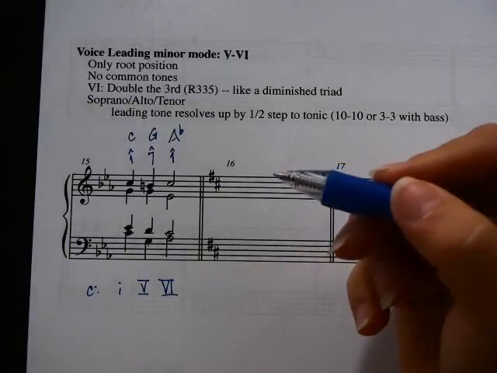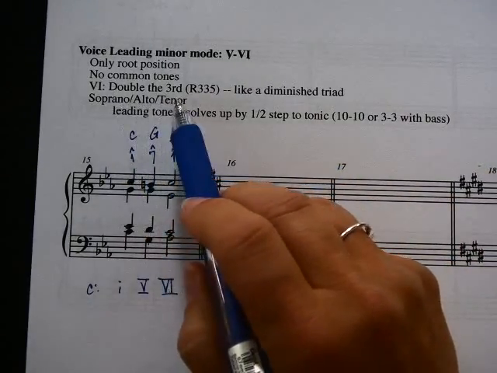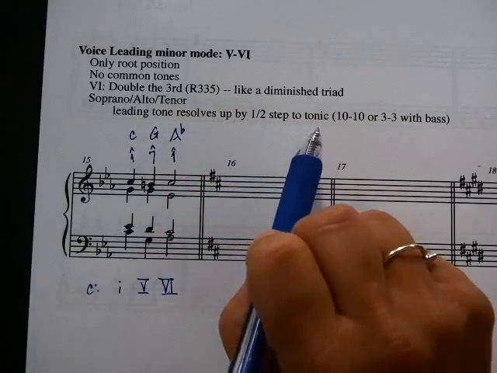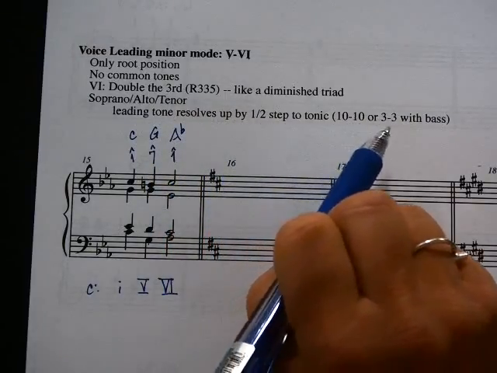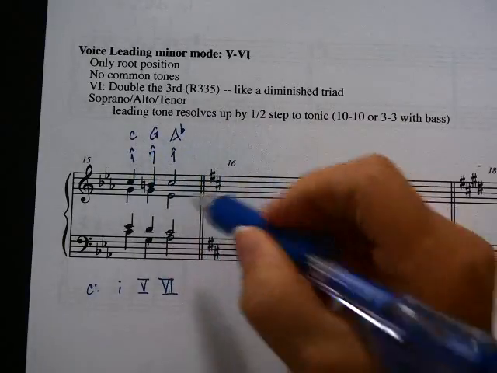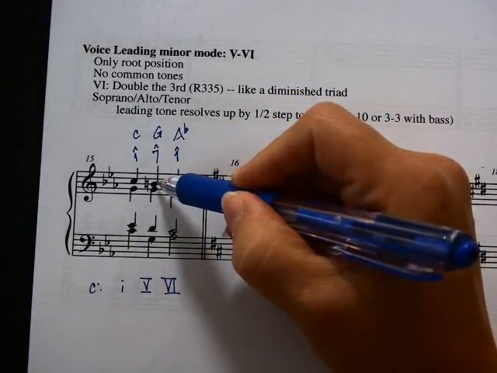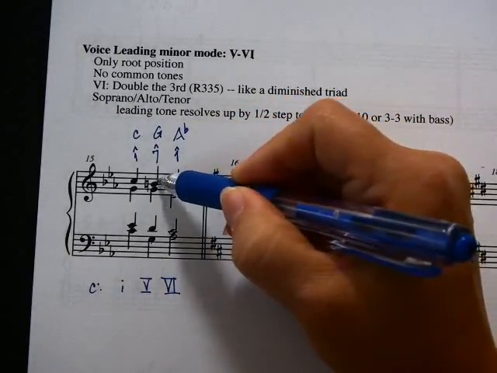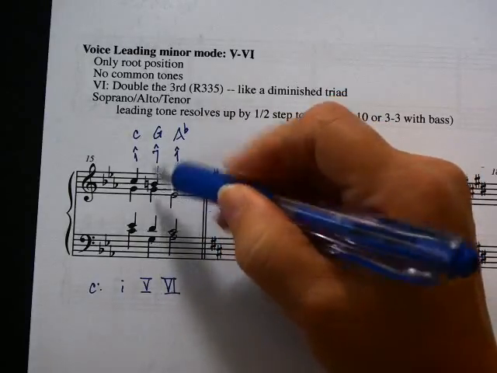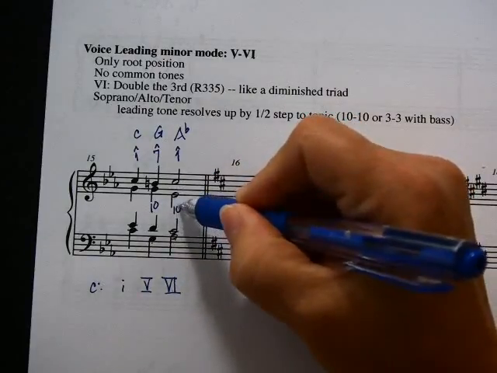Up above it says soprano, alto, tenor. The leading tone resolves up by half step to tonic. That's going to create 10-10 or 3-3 with the bass. Whichever voice has the leading tone needs to go up to tonic. The leading tone was in the soprano. We already know that when the leading tone is in the soprano, it will return to tonic. G, B, that's the 10. A flat, C, that's the 10-10. We started out an octave apart.